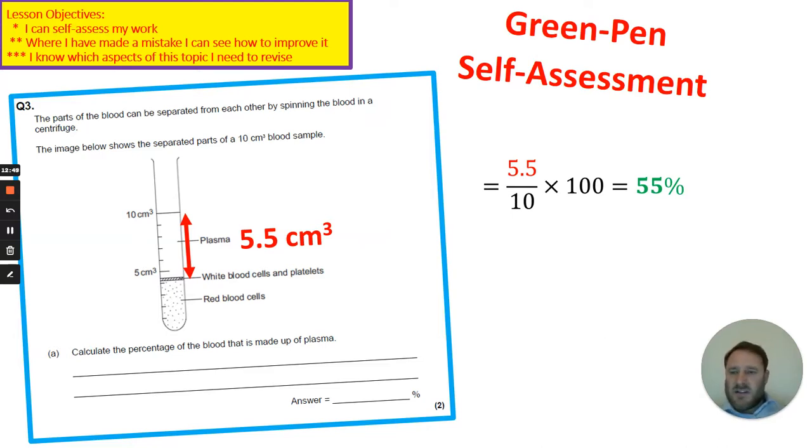Now, I know when you look at this diagram, the line there is quite hard to see. Is it 5.5? Is it 5.4? Okay, I kind of agree with that, and the mark scheme does as well. They're really friendly. They will give you an acceptable answer between 54 and 56%. So if you've got 54, 55, 56%, then you've got both marks. Well done.